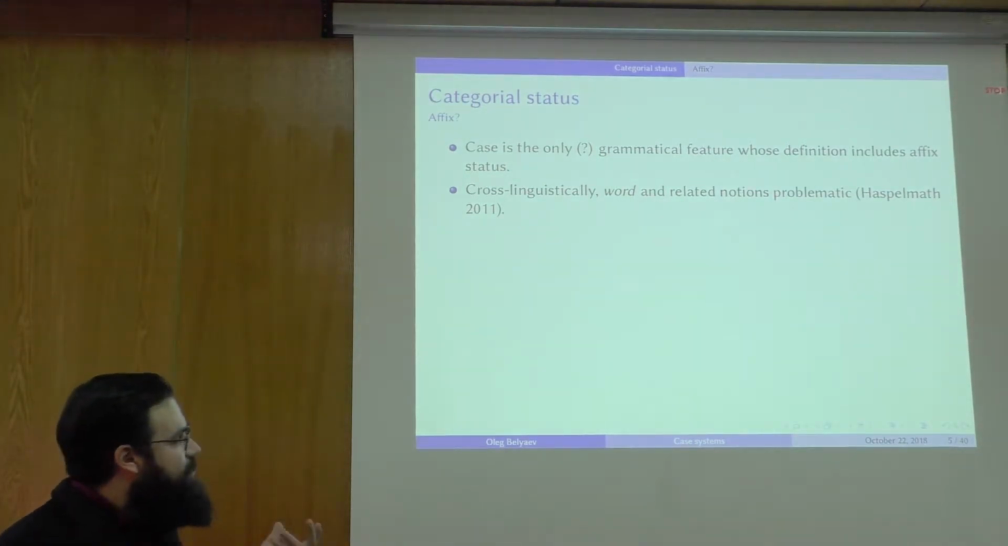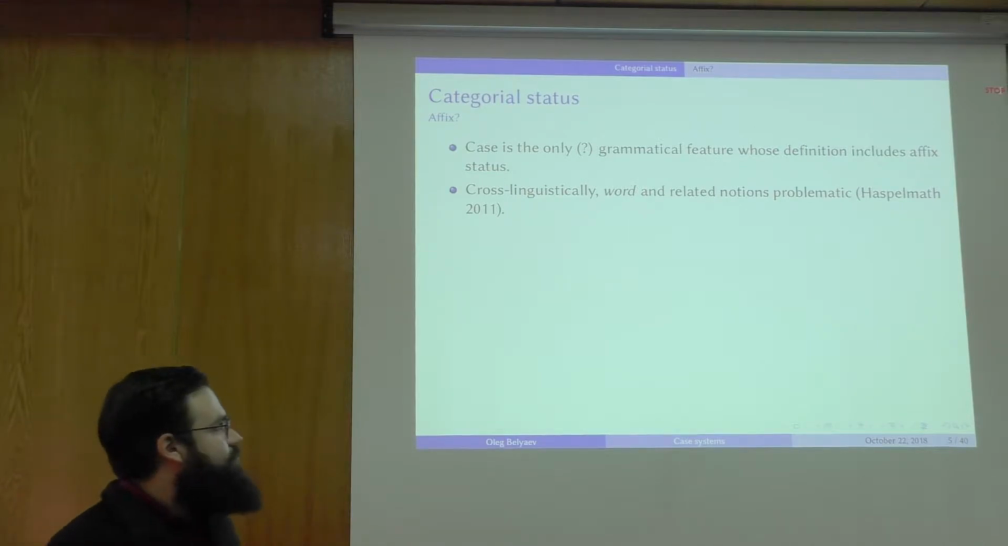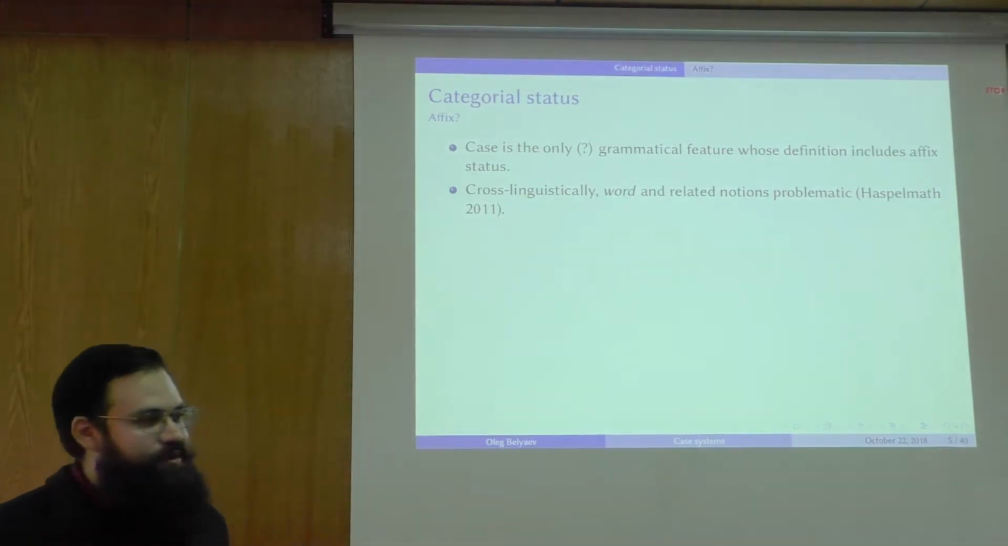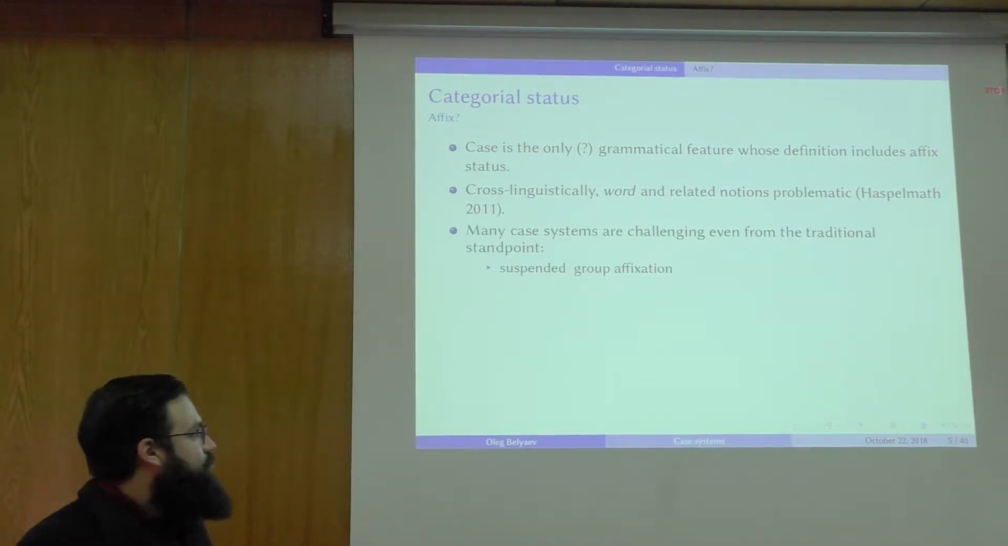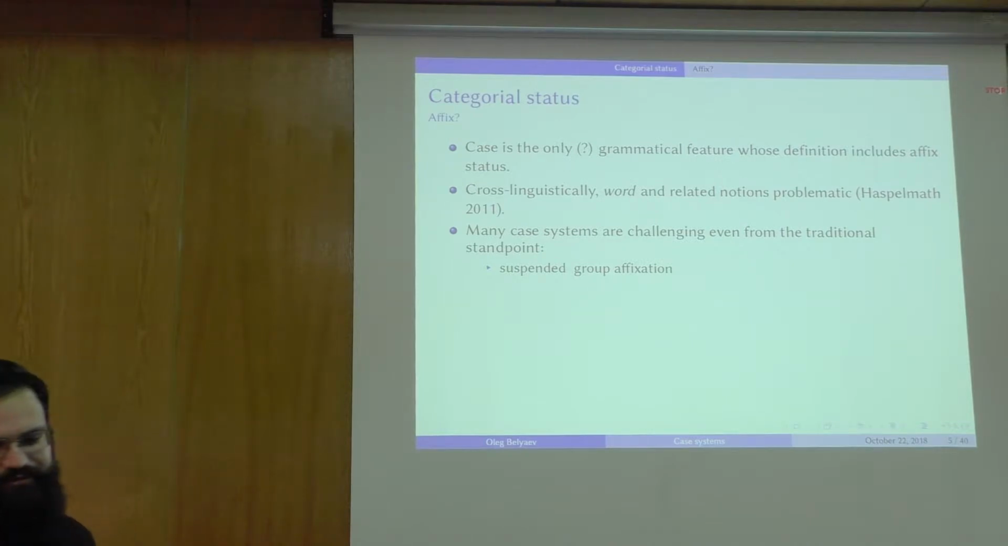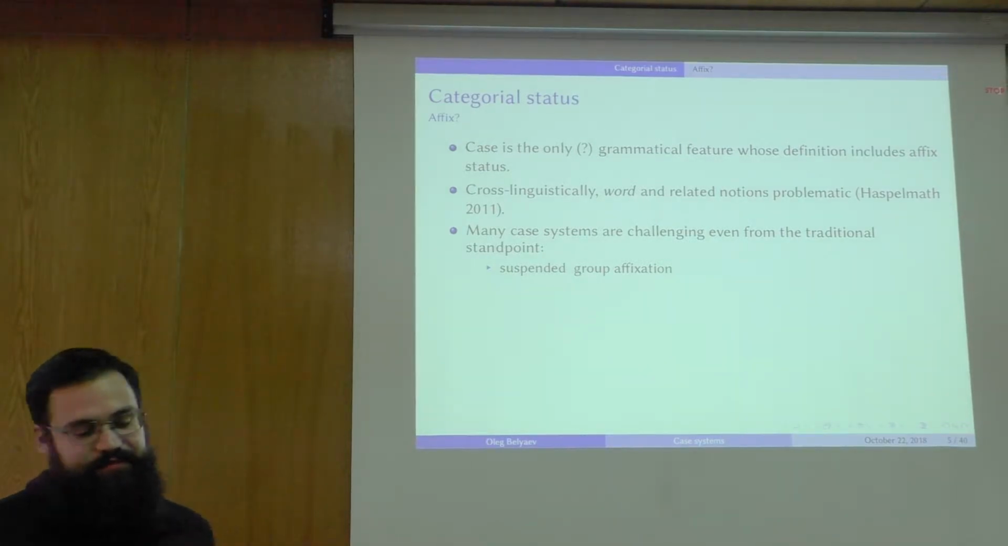If we define a category based on affix status, we suddenly run into problems because word is not a clear notion, and then how can we compare things which have different properties? And many case systems are challenging even if we assume that the traditional point of view is correct and we can easily delimit affixes from non-affixes.